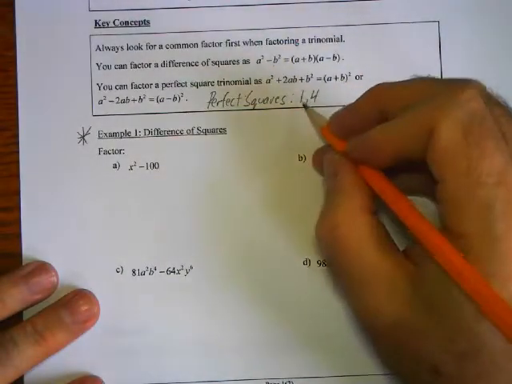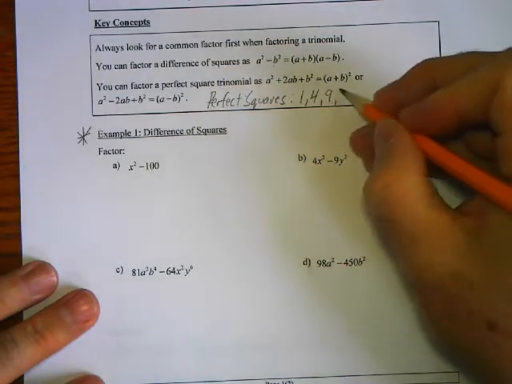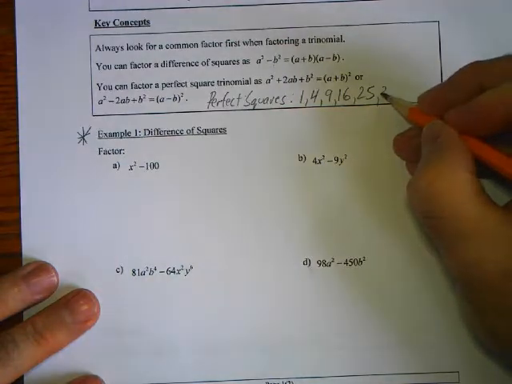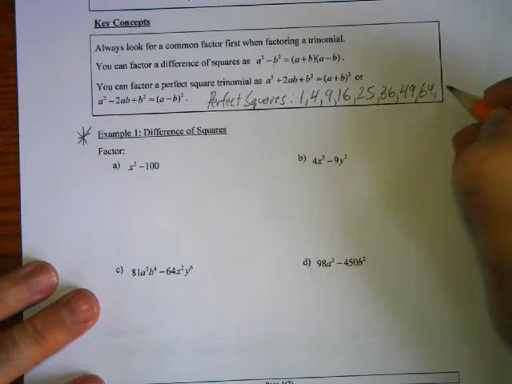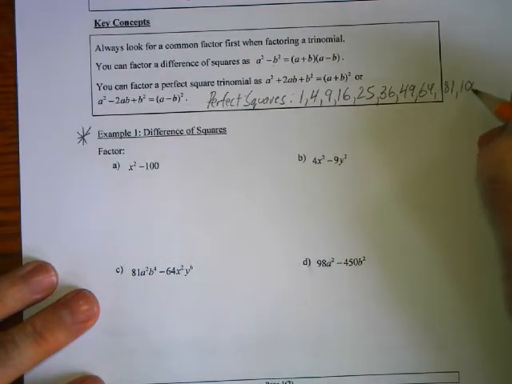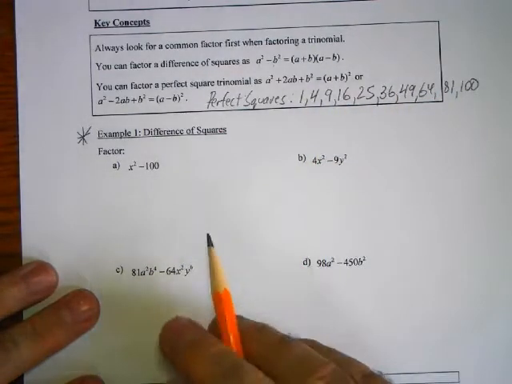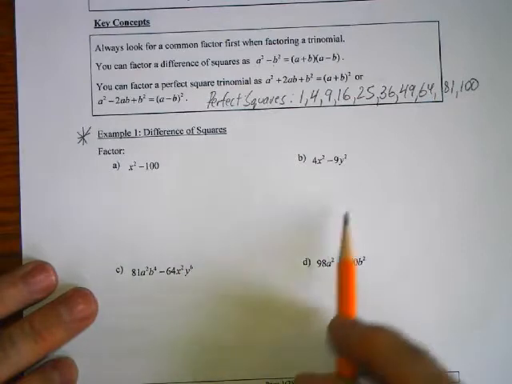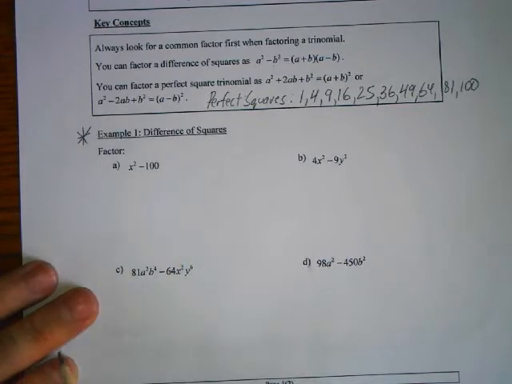1, so that's 1 squared, 2 squared is 4, 3 squared is 9, 4 squared is 16, 5 squared, 6 squared, 7 squared, 8 squared, 9 squared, and 10 squared. And you might see a couple higher than that, but these are the important ones. You'll see these numbers quite a bit, and if you do a quick scan here, you can see these 5 here are all perfect squares.